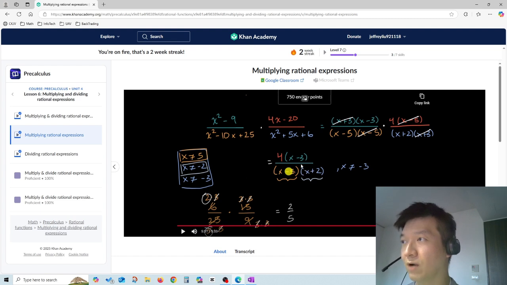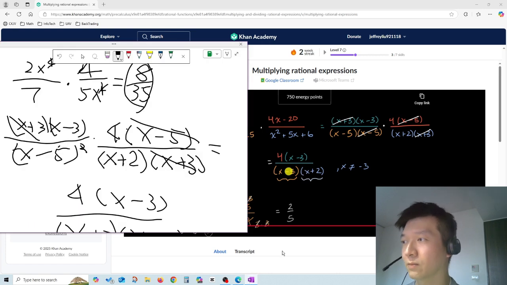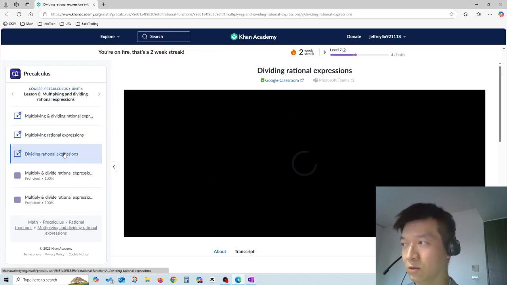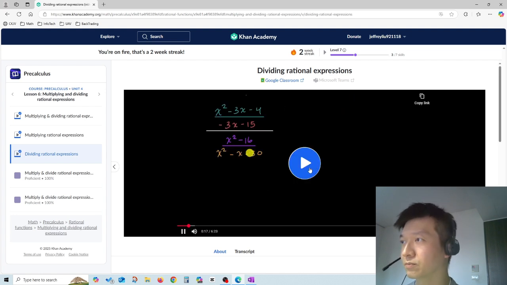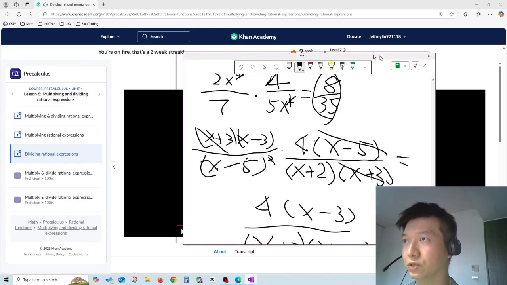X cannot be 5 because originally there's a 5 here, right? In the denominator. And originally there's a minus 2 here and there's a minus 3 here. So these three numbers cannot be in our domain. Okay, so let's move on to dividing rational functions, expressions.